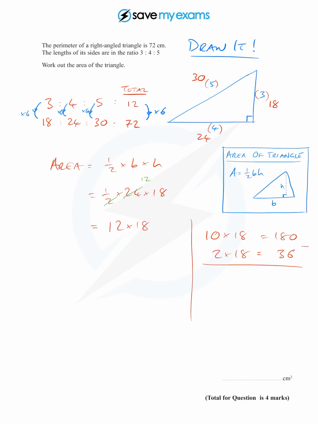And then I would add these things together to get 12 times 18 is, well, 180 plus 30 is 210, plus the 6 is 216. And so the area is 216 square centimeters. And we're done.